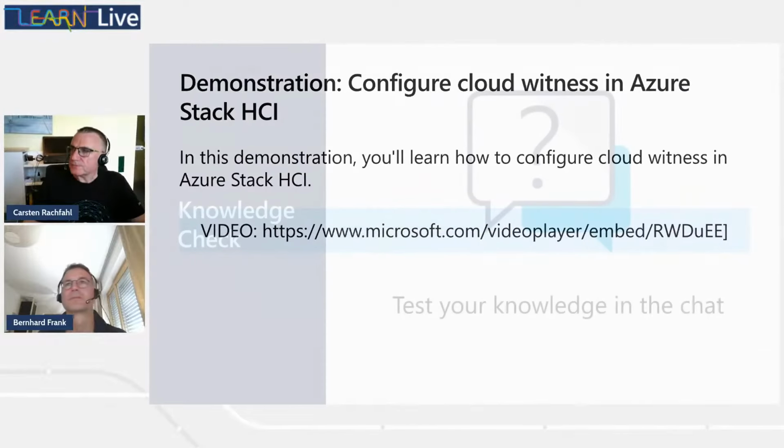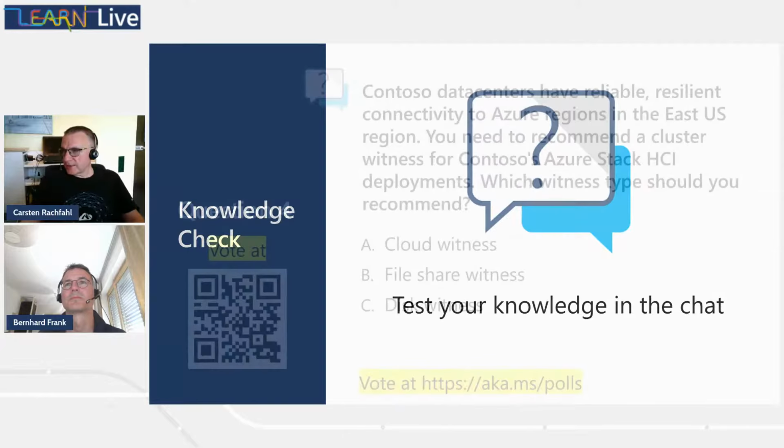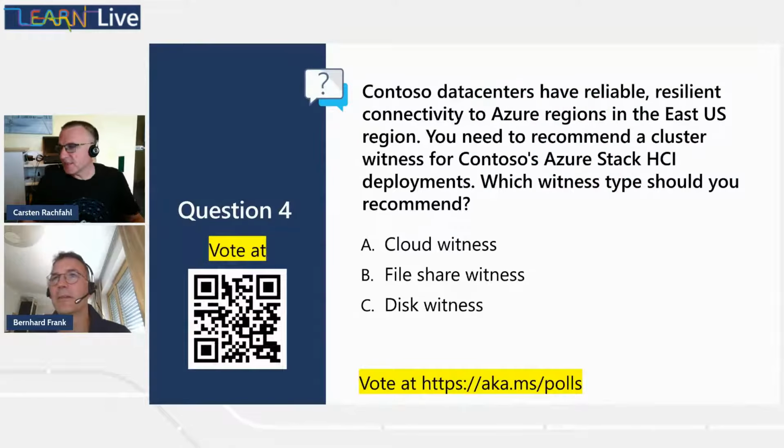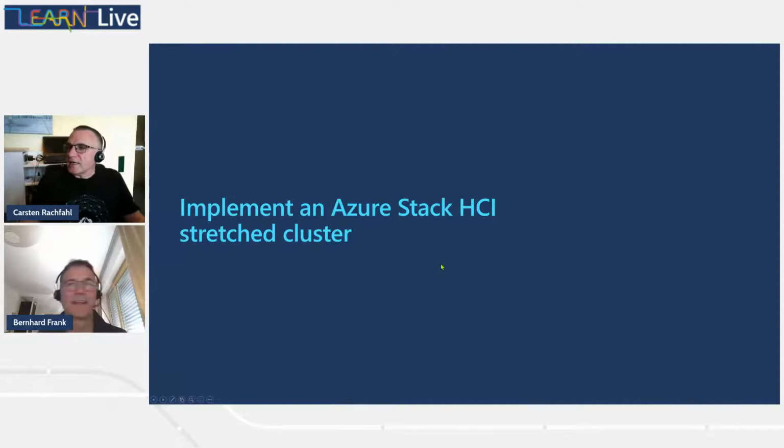Here's the video. And now we do a small knowledge check. Let's skip the one, and the right answer would be we have a resilient connectivity to Azure. So what do we choose? Of course, the cloud witness. And don't be afraid, this is not for Microsoft making a lot of money because you're using Azure resources. No, there's not a lot of consumption that is being produced. It's containing only a couple of files. Yeah, cents per month. So it's a very cheap offer and you can really use it.